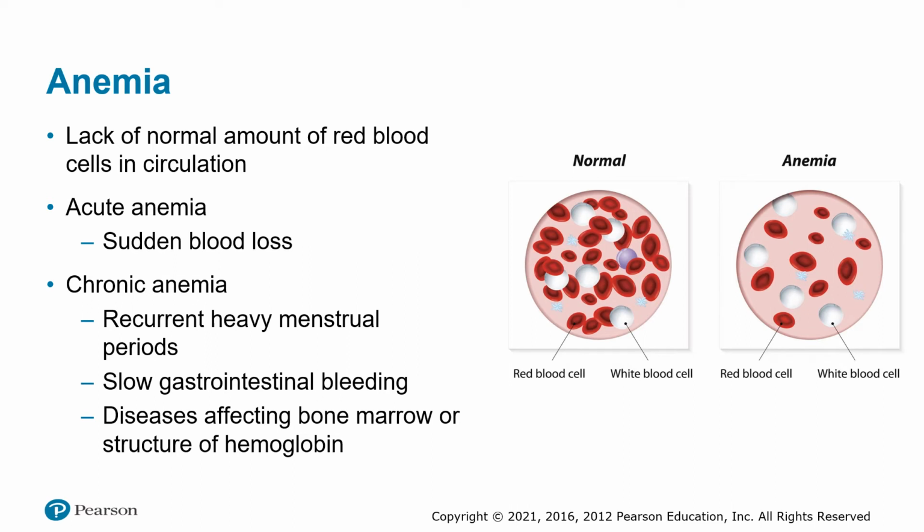Anemia, this is a lack of normal amount of red blood cells in circulation. Acute anemia is sudden blood loss. Chronic anemia is recurrent heavy menstrual periods, slow GI bleeds, or diseases affecting bone marrow or the structure of hemoglobin.